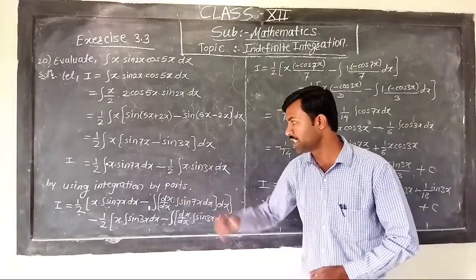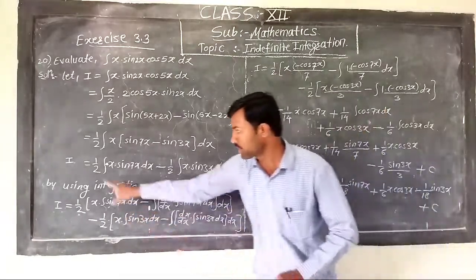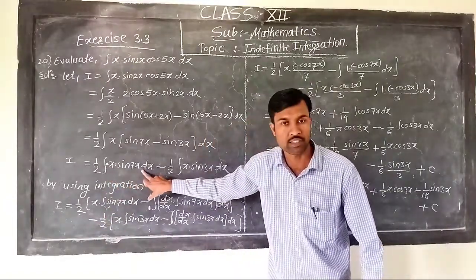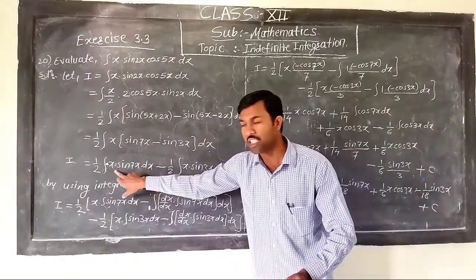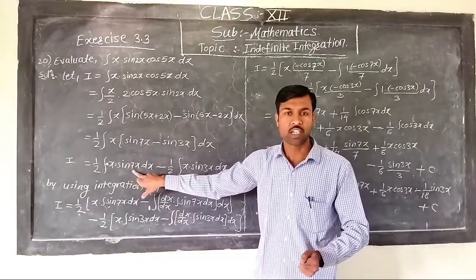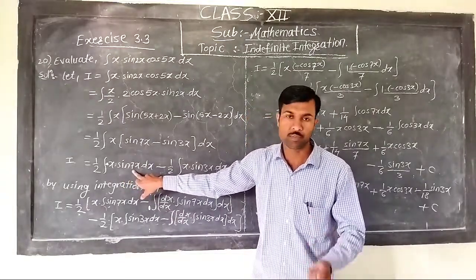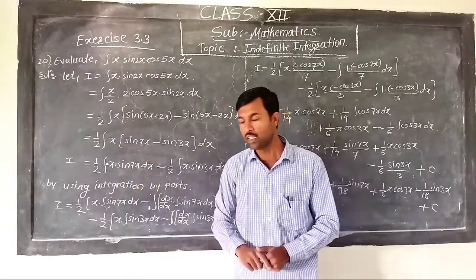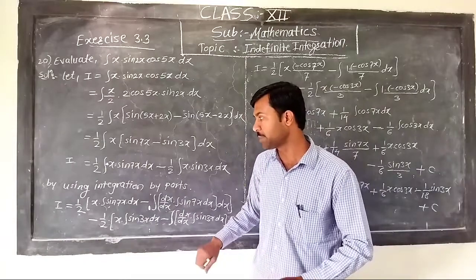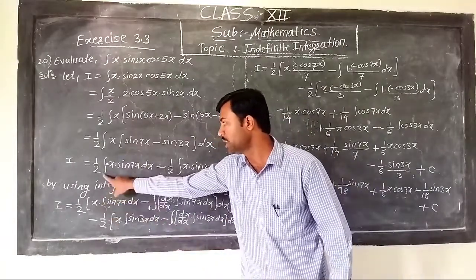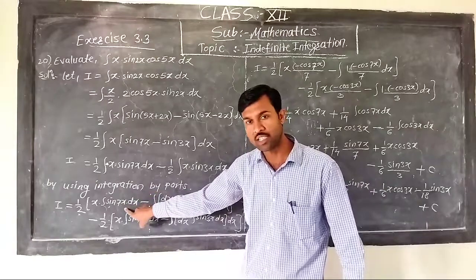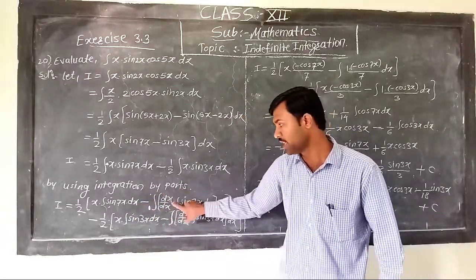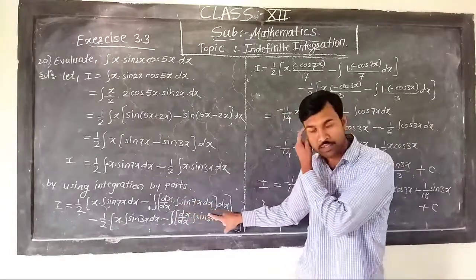So after applying integration by parts, this 1 by 2 remains as it is, into integration of x into sin 7x into dx. Here x is algebraic and sin 7x is trigonometric. By ILATE rule, algebraic comes first. So our first function will be x and the second function will be sin 7x. After applying integration by parts, it is first function x into integration of second function, that is integration of sin 7x, minus integration of derivative of first, that is derivative of x into integration of sin 7x into dx.